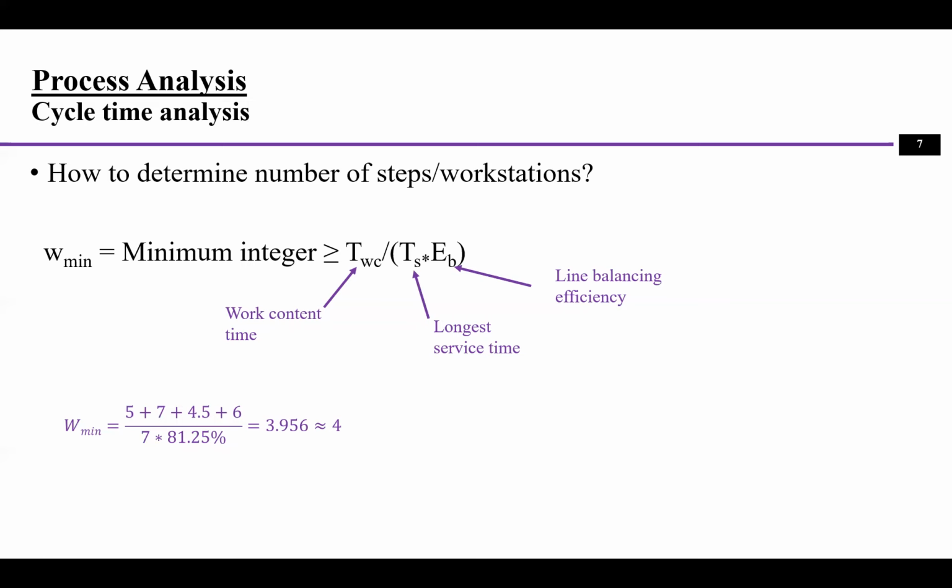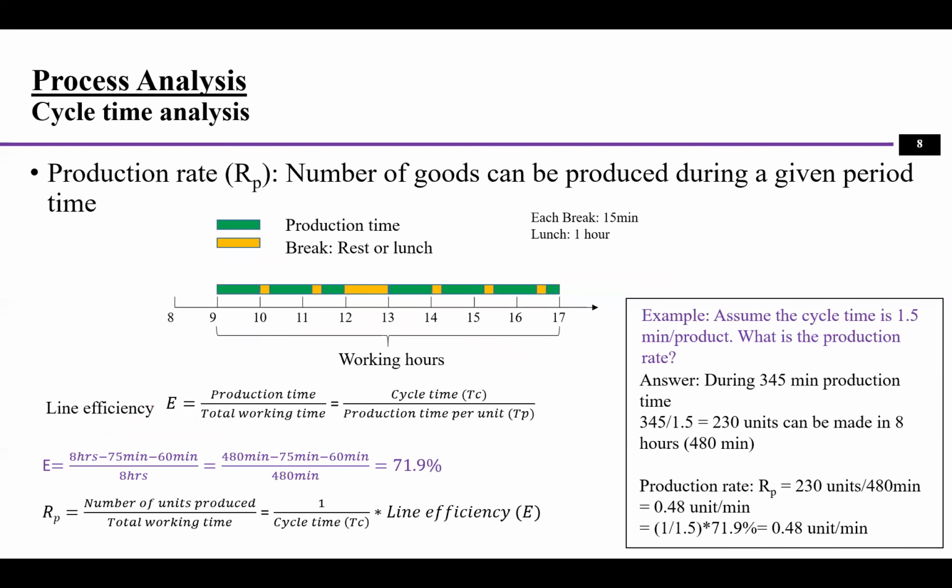Now let's say, what if we want to reduce the cycle time from 7 to 3, right? From 7 to 3. Now you can use the same line balancing efficiency, change this 7 to 3, and calculate a new number, which will be the new number of workstations. So that means you need to add more workstations in order to achieve a reduced cycle time. Okay, so this is how you can determine the number of workstations.